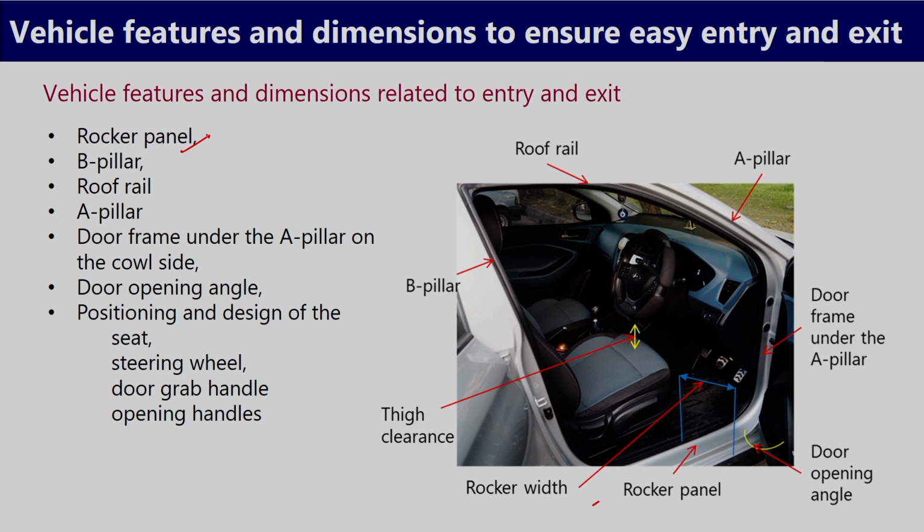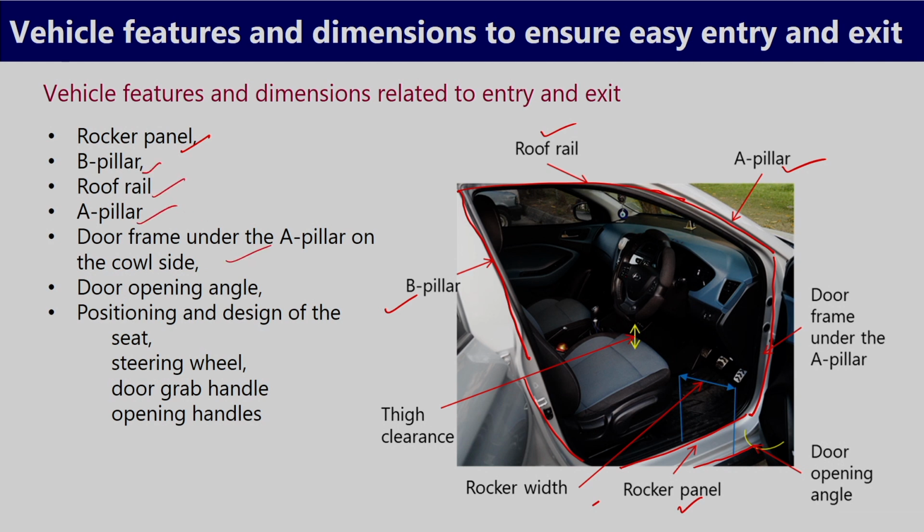If we start from the rocker panel, this bottom one is the rocker panel, which constitutes the bottom part of the door opening. Then there is the B pillar, then the roof rail, then this portion, the A pillar, and at the bottom of the A pillar there is the door frame. All this portion constitutes the door opening, and these dimensions have a significant role in the ease of entry exit.